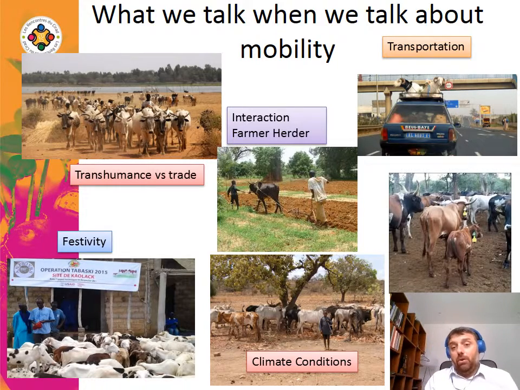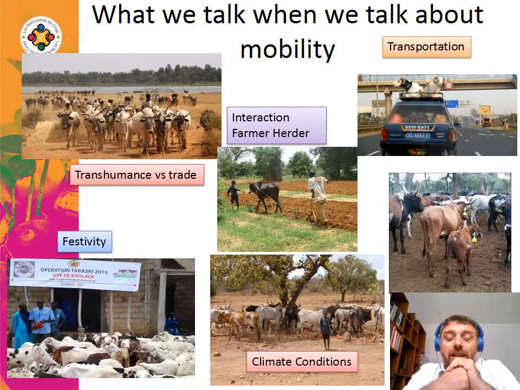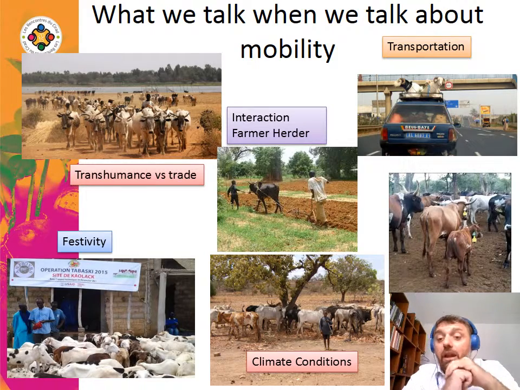Another important point is the way of transportation. Livestock are transported in many different ways, by foot most of the time, but also by truck or by car, as you can see in this case. All of this brings me to one important point: in West Africa, there isn't any centralized system for tracking or identifying animal movement.